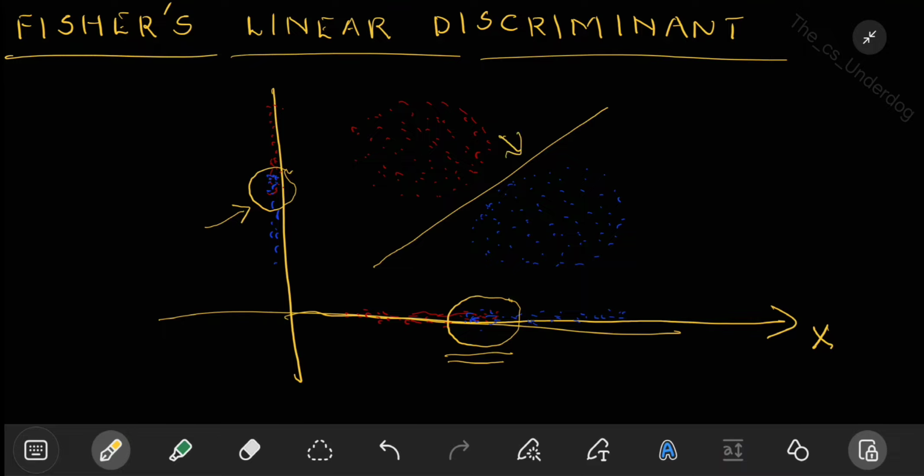All the red points will be projected here, all the blue points will be projected here, and everything will mix up. So you won't be able to separate at all. So that's not the right one. So which axis will give you the right solution?